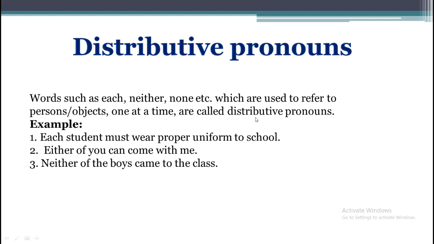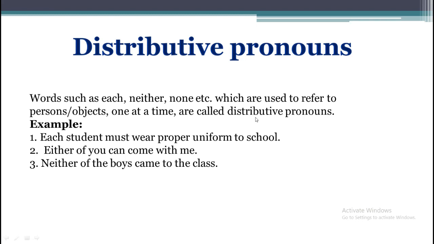For example, I say each student must wear a proper uniform to school. So I might be talking to 30 students at a time, but I am distributing my instruction to each and every one individually. So that is what is called distributive pronoun: even if you're talking about a lot of things, you are giving attention or personal notice to each and every one.